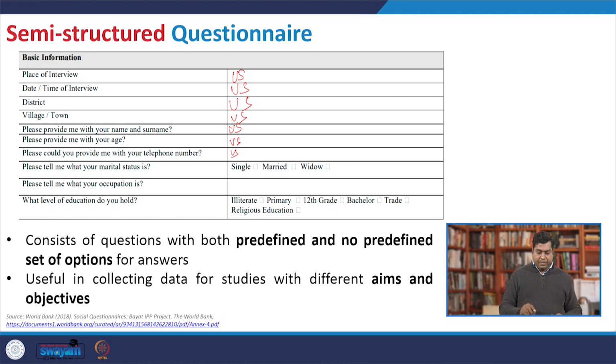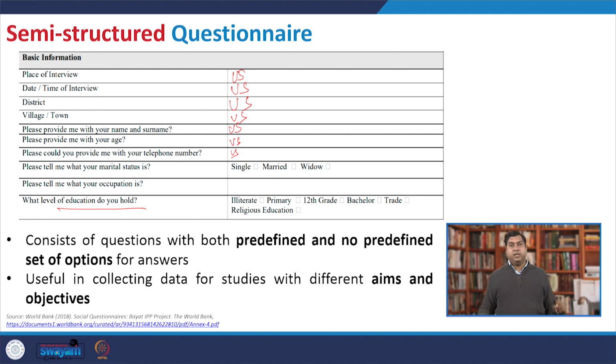But at the same time, please tell me about your marital status, where these are the options. You are unmarried, married, or maybe widow, or maybe what level of education do you hold. In this case you may have options like primary or 12th grade or bachelor or other information. So wherever the options are available you give them.